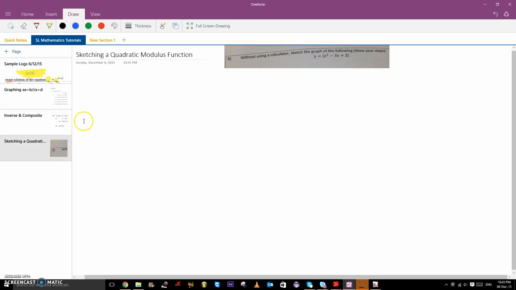Hello everyone, and today I'll be teaching you guys how in the world do you sketch a quadratic modulus function. At initial glance this may be tough, but it's actually not so tough. We have to get the initial understanding of a modulus function.